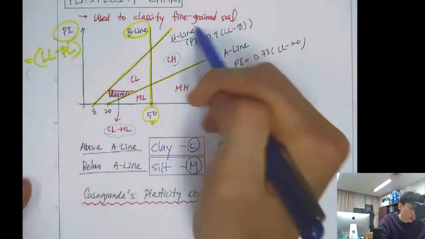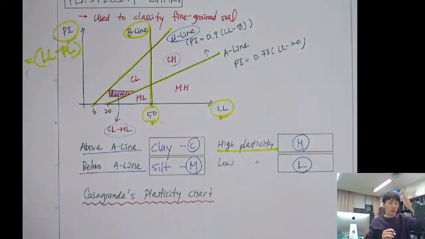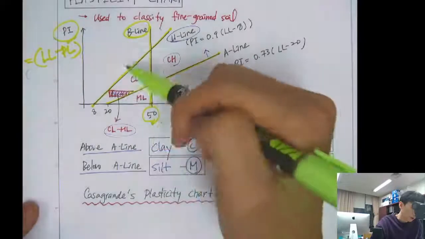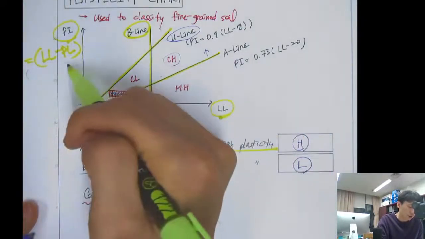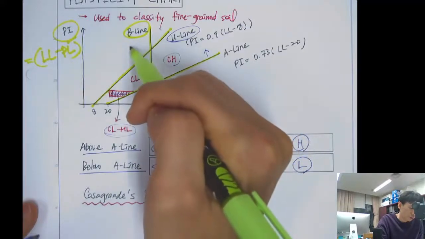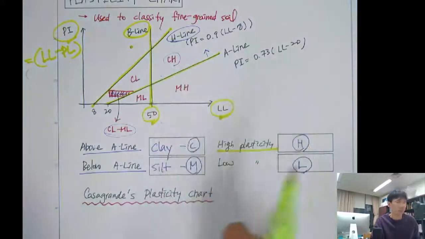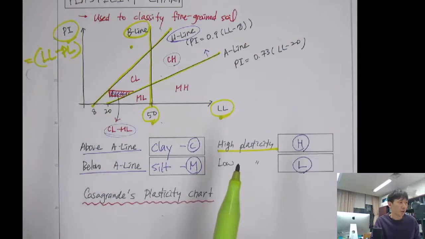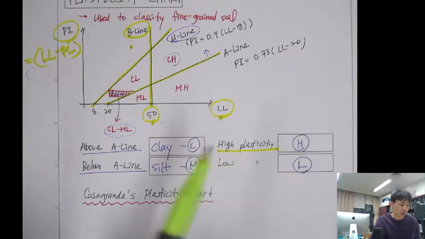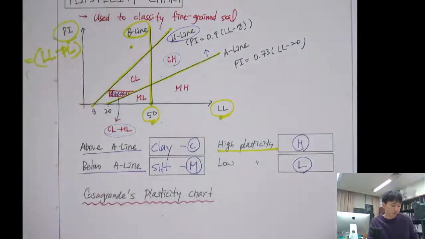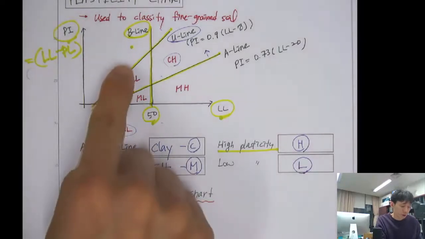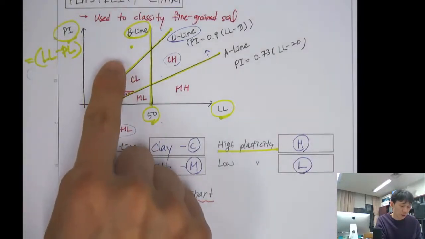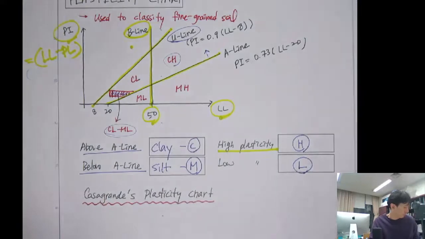And what about the U line? The U line is kind of an upper limit. If the liquid limit and the plasticity index correspond to a point above the U line, then it's a very unusual soil, not a normal type of soil. There are not many cases where clay shows a PI and LL above the U line.